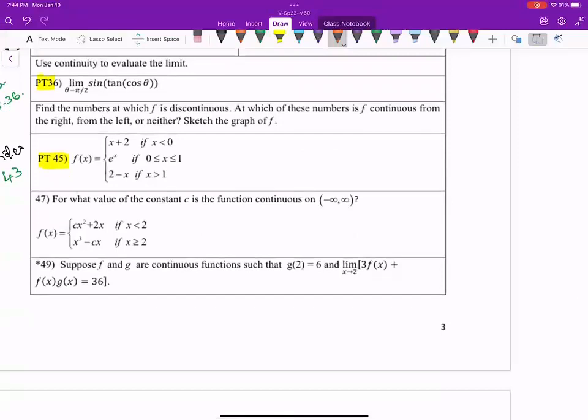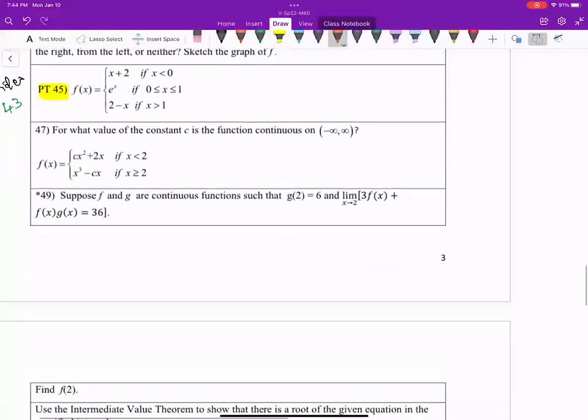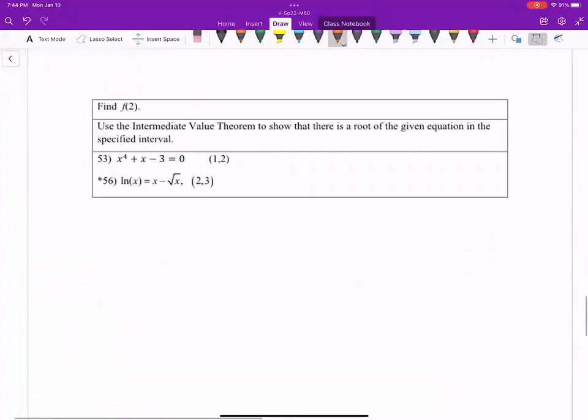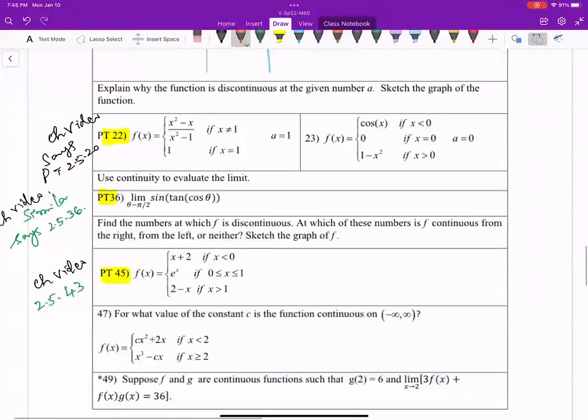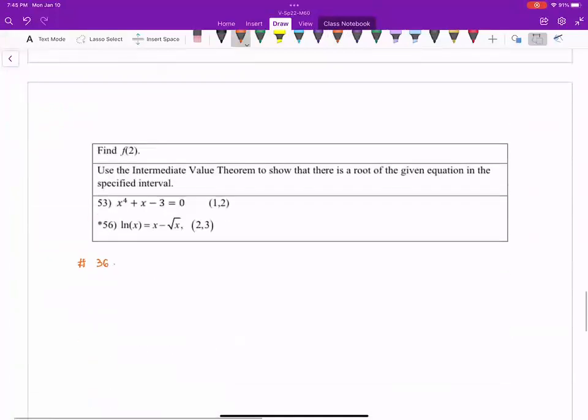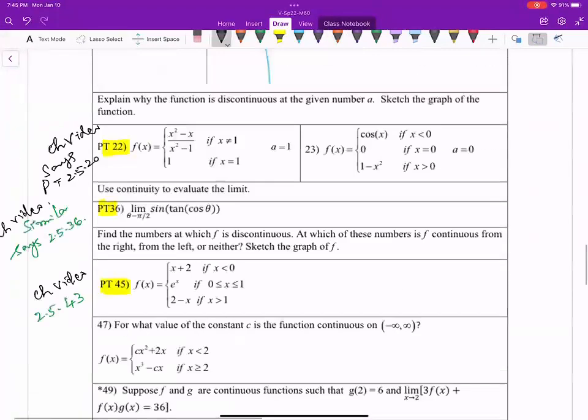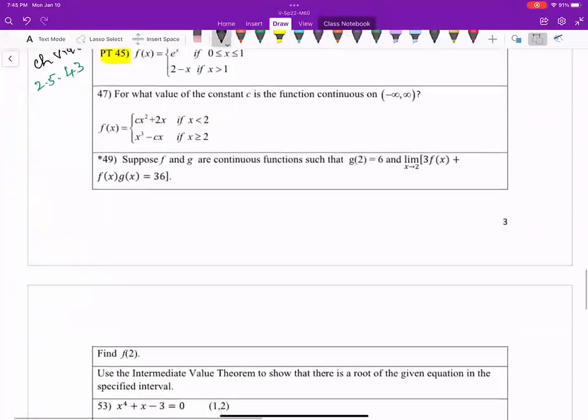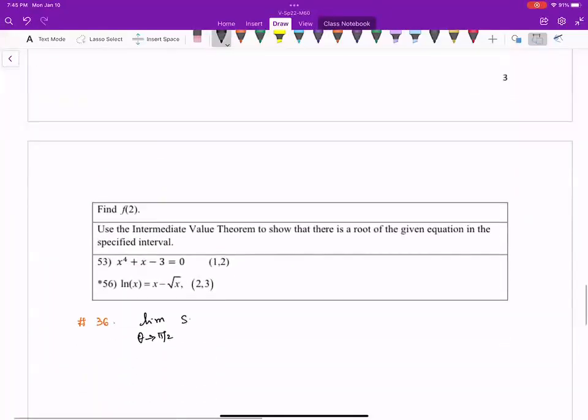I'm doing number 36. The limit as theta approaches pi by 2 of sine of tan of cosine theta.